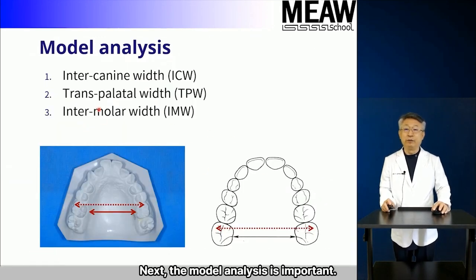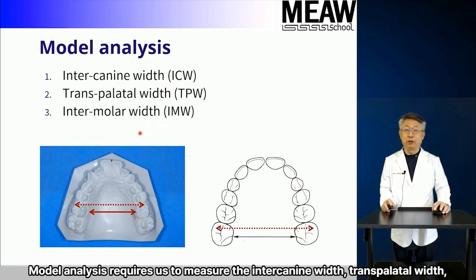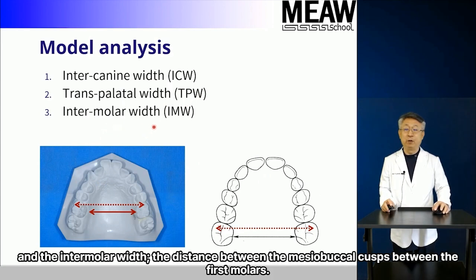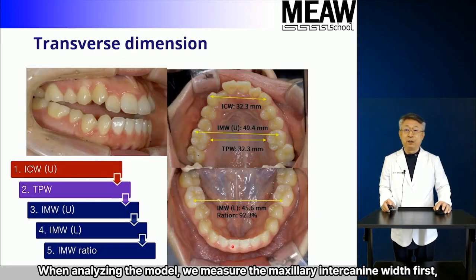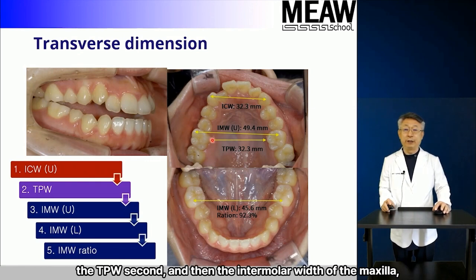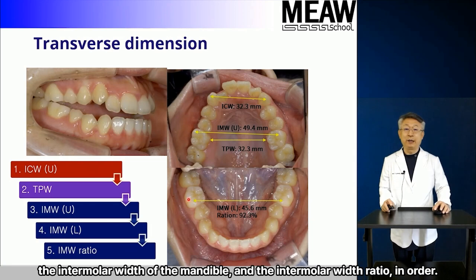Next, the model analysis is important. Model analysis requires us to measure the intercanine width, transpalatal width, and the intermolar width, the distance between the mesiobuccal cusps between the first molars. When analyzing the model, we measure the maxillary intercanine width first, the TPW second, and then the intermolar width of the maxilla, the intermolar width of the mandible, and the intermolar width ratio in order.